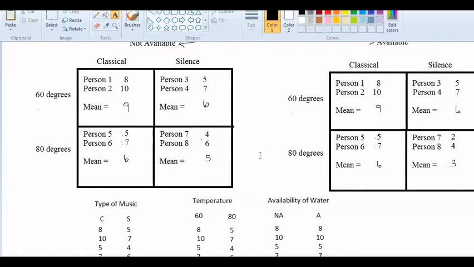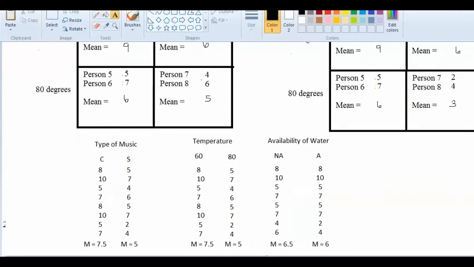So I took the 8 for the main effect of type of music, which is classical versus silence. I took the 8 recall scores for all of the people who listened to classical music and put them in this column right here. And those recall scores were 8, 10, 5, 7, 8, 10, 5, 7. So these 2 people here, these 2 people here, these 2 people here, and these 2 people right here. Those 8 recall scores are all here. For silence, I took the 8 recall scores from people who listened to silence, which were 5, 7, 4, 6 over here, and 5, 7, 2, 4. Those were the 8 numbers.